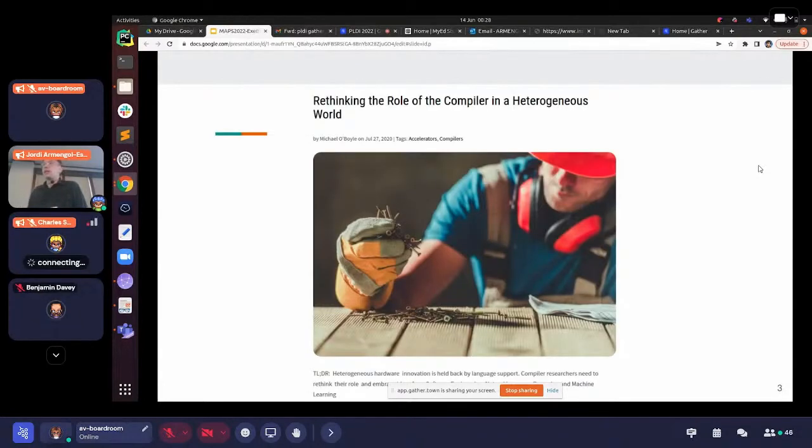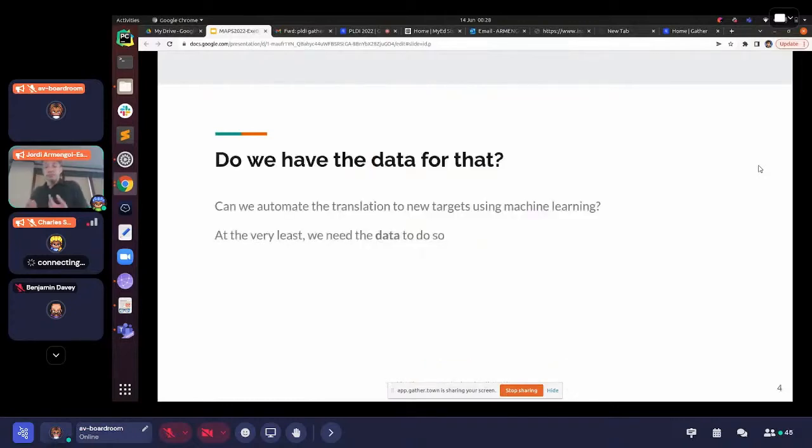That's why Michael O'Boyle published an article called Rethinking the Role of the Compiler in a Heterogeneous World. Basically, he says that due to the new needs of the heterogeneous era, the compiler community perhaps should rethink the role of the compiler and embrace ideas from other communities like software engineering, machine learning, or natural language processing. With these ideas, perhaps we could at least partially automate the translation to new targets using machine learning.